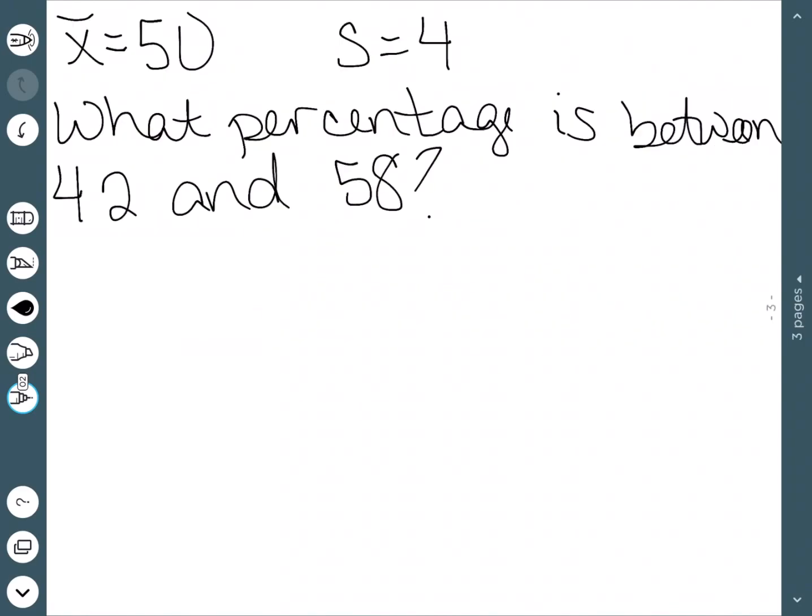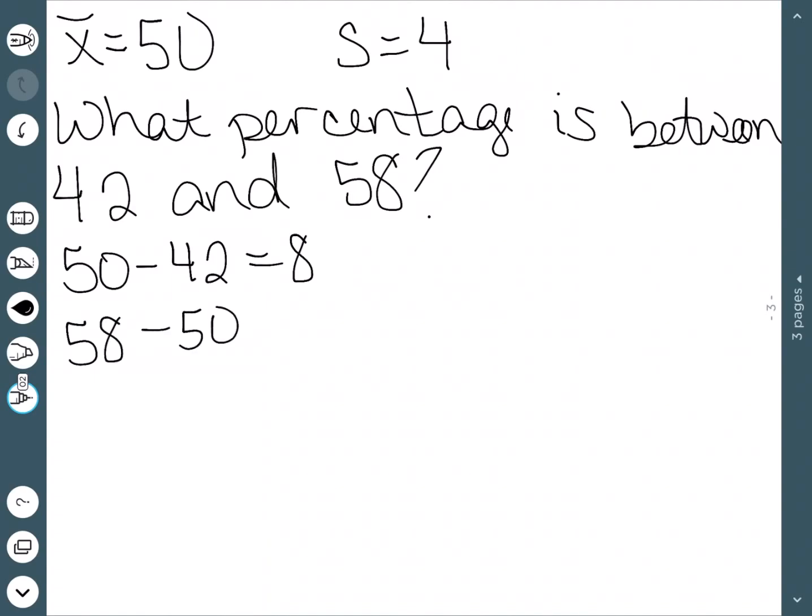In this case, we know the mean is 50 and the standard deviation is 4, and we want to know what percentage is between 42 and 58. So first, we have to see how far 50 is from each of these numbers. Between 50 and 42, the distance is 8. And between 58 and 50, the distance is 8. And these numbers should match every time.